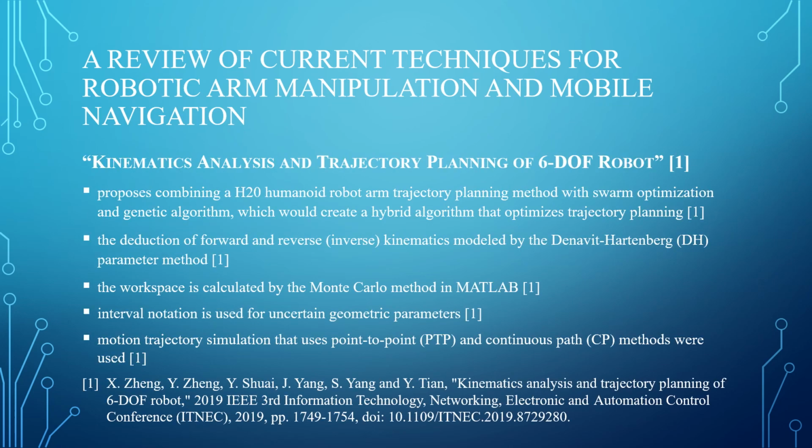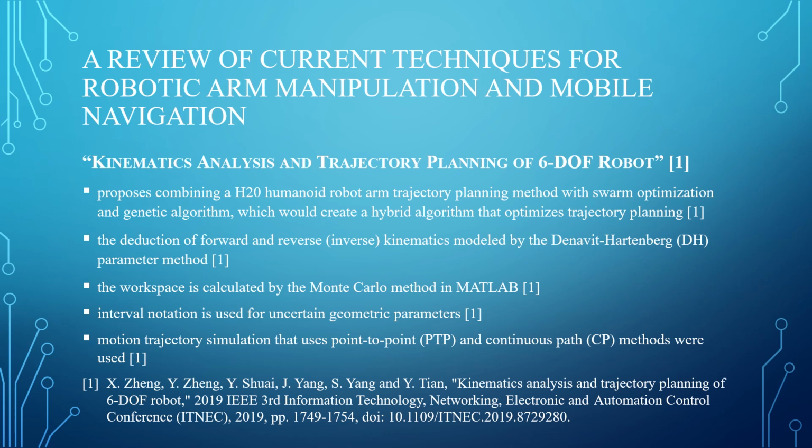The first paper in this review is titled "Kinematics Analysis and Trajectory Planning of 6 Degrees of Freedom Robot." This paper proposes combining a H2O humanoid robot arm trajectory planning method with swarm optimization and genetic algorithm, which would create a hybrid algorithm that optimizes trajectory planning. This paper also includes the Denavit-Hartenberg model for forward and reverse kinematics.